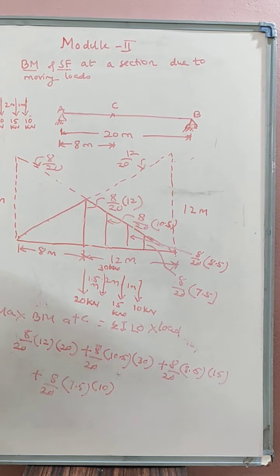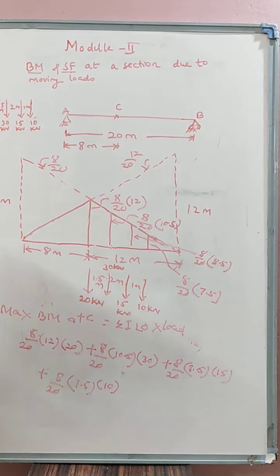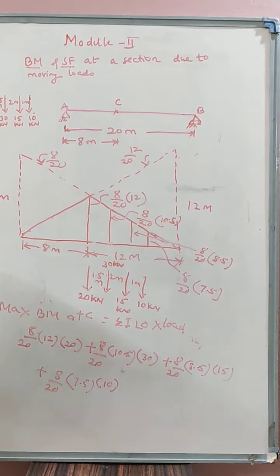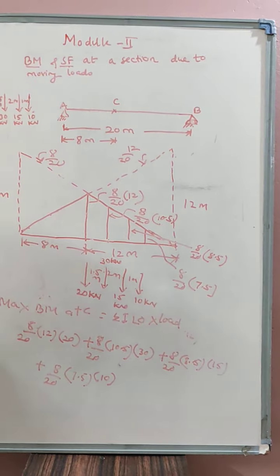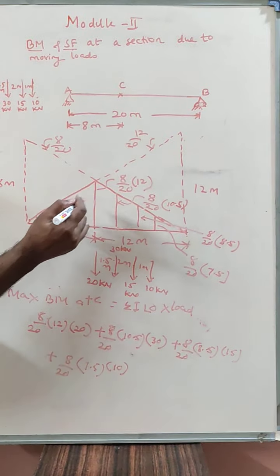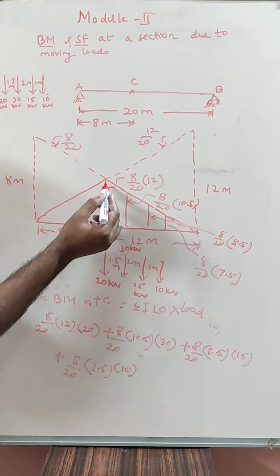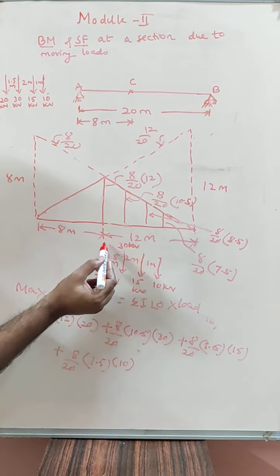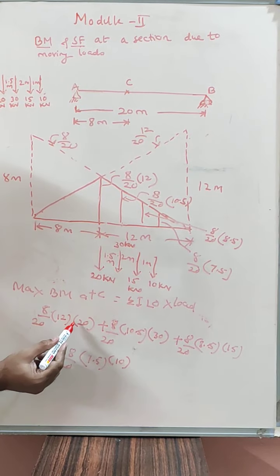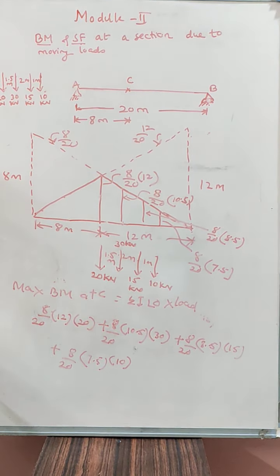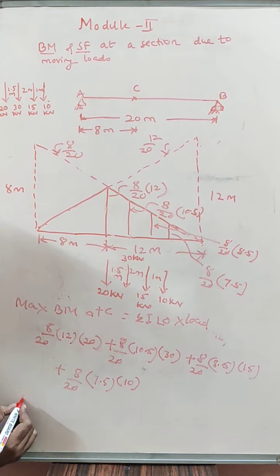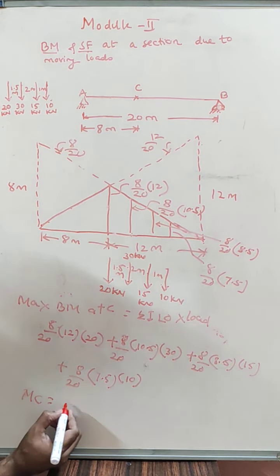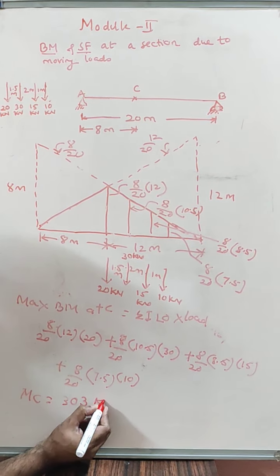Now you can see 8 by 20 into 12 into 20 plus 8 by 20 into 10.5 into 30 plus 8 by 20 into 8.5 into 15 plus 8 by 20 into 7.5 into 10. That means this ordinate into load. It's very simple. Just you have to find out the ordinates using geometry. 20, 30, 15, 10. Loads corresponding to the ordinates are written here. You have to just calculate or add all these, and you are going to get bending moment at C will be equal to 303 kilonewton meter.